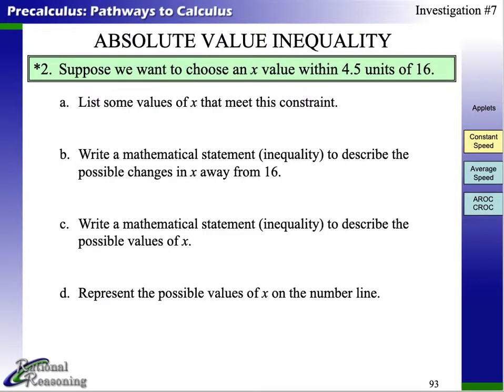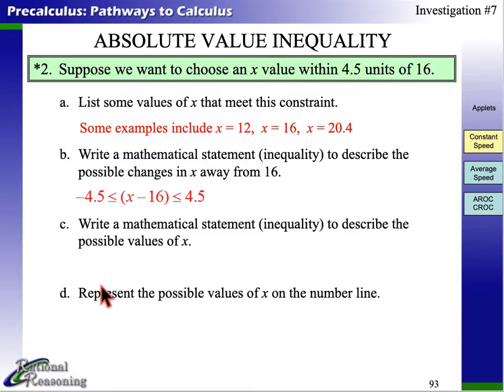Okay, so what are some values of x that meet the constraint? Suppose we want to choose an x value within 4.5 units of 16. So you subtract 4.5, you add 4.5, and any of those numbers in between. So numbers like 12, that works. 16 works, you could be right at 16. And 20.4, so 4.5 plus 16 is about 20.4. That still works. It's within 4.5 from there.